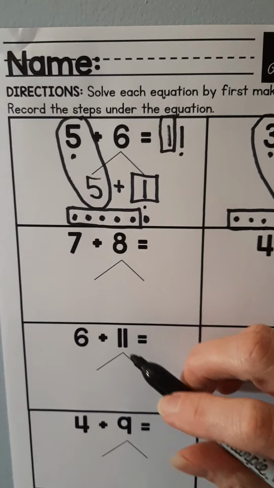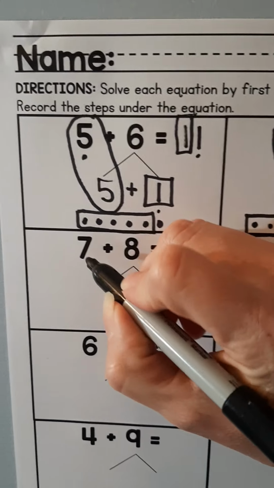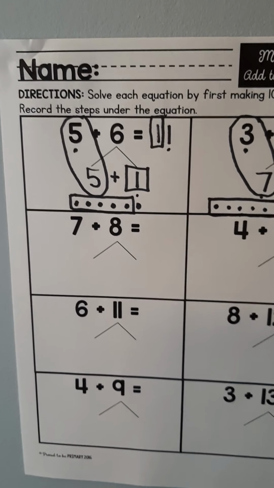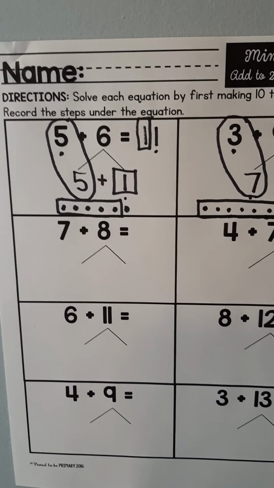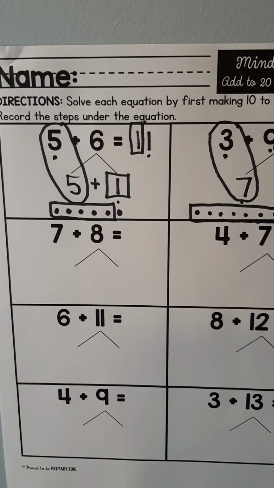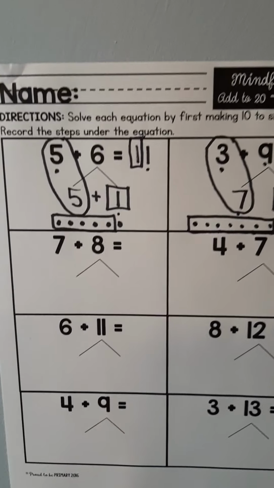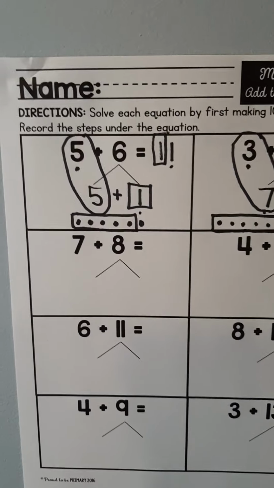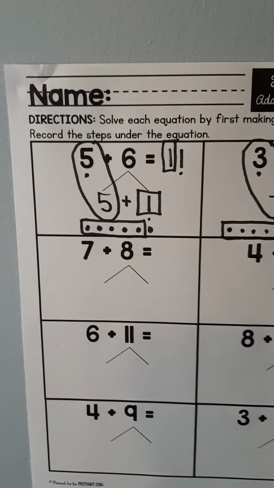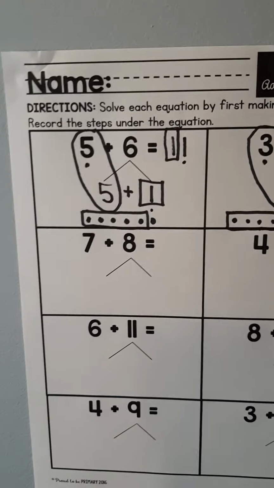Okay, let's do one more and then you can finish the page on your own. So 7 plus 8. If I look at that, I think to myself, hey, wait a minute, that's a doubles plus 1 because I know what 7 plus 7 is. And then 7 plus 8 is just one more. Okay, if you know the answer already, you can write it down. I'm not going to write it down because I want to do it the friends of 10 way.